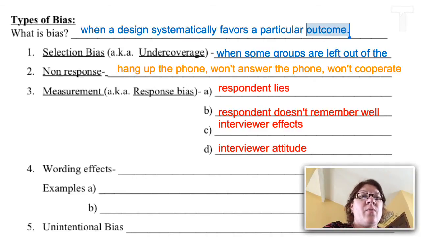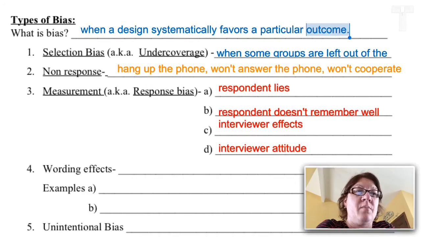So some measurement or response bias might be things like the respondent lies. So, have you ever done drugs? No. Or the respondent doesn't remember well. How many times have you seen the doctor in the past year? Sometimes things like that are really hard for people to remember.